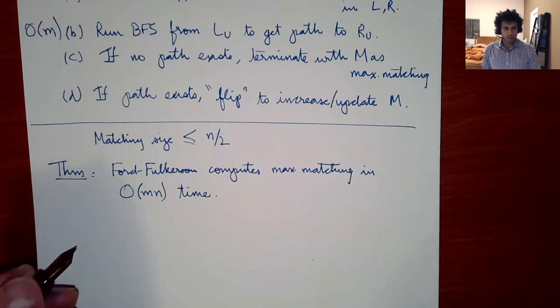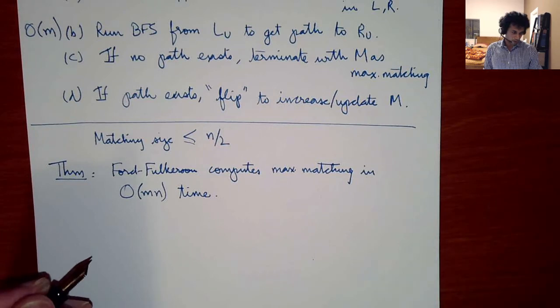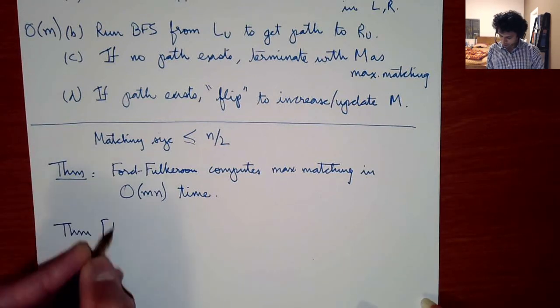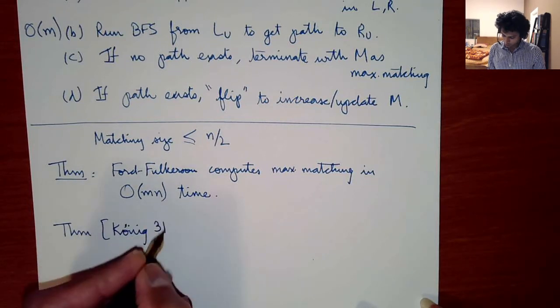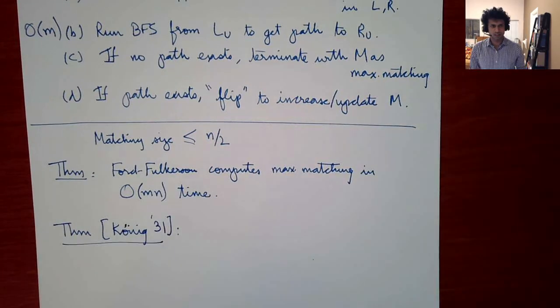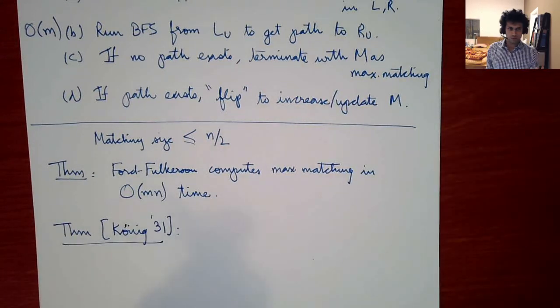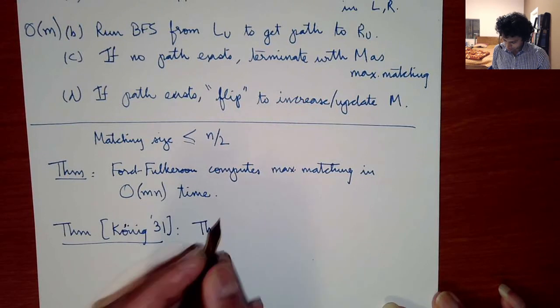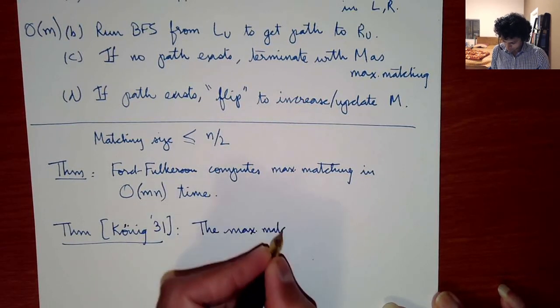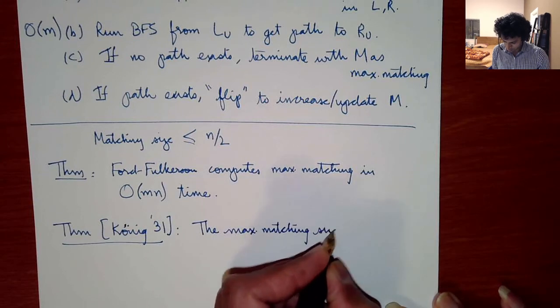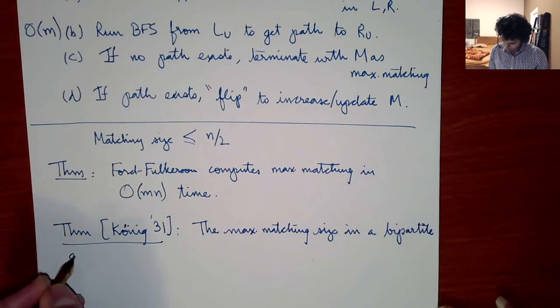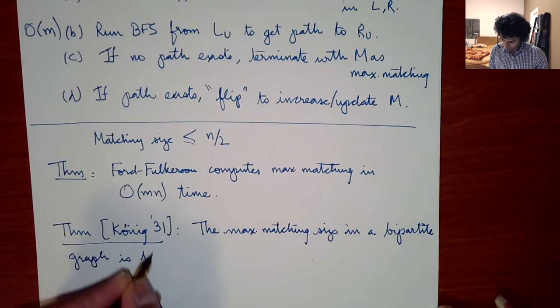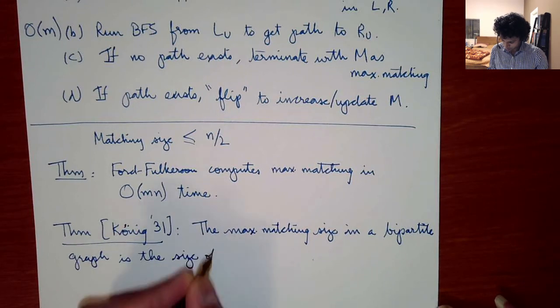So let me now tell you, sort of switching gears, a theorem of Koenig. Way back in 1931, this is one of the old theorems in graph theory, I should not say oldest, there are older theorems. It says that the max matching size in a bipartite graph is the size of the minimum vertex cover.